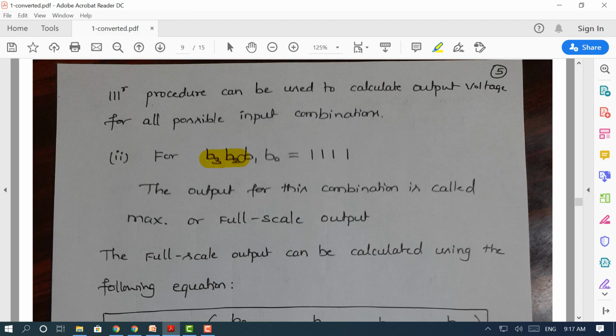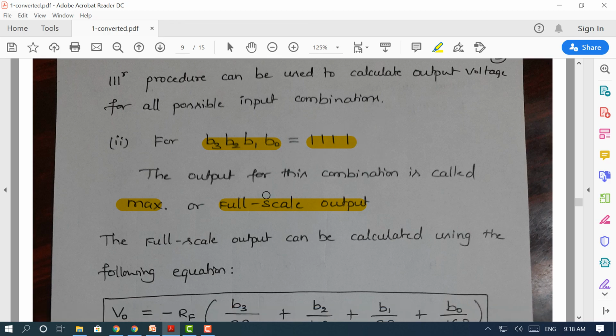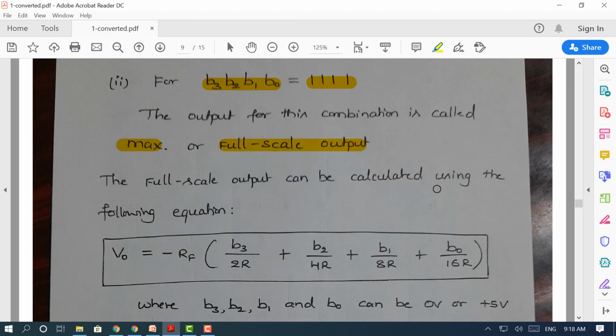For the input combination B3, B2, B1, B0, we have assumed here all ones. So the output at this point can be called the maximum output voltage, or it can also be called the full scale output. Full scale output is nothing but the output voltage for the input combination 1 1 1 1. This full scale output voltage can be calculated using the following equation. V0 is equal to minus RF into B3 divided by 2R, B2 divided by 4R, B1 divided by 8R, B0 divided by 16R. So this is the equation we can use to calculate the output voltage.